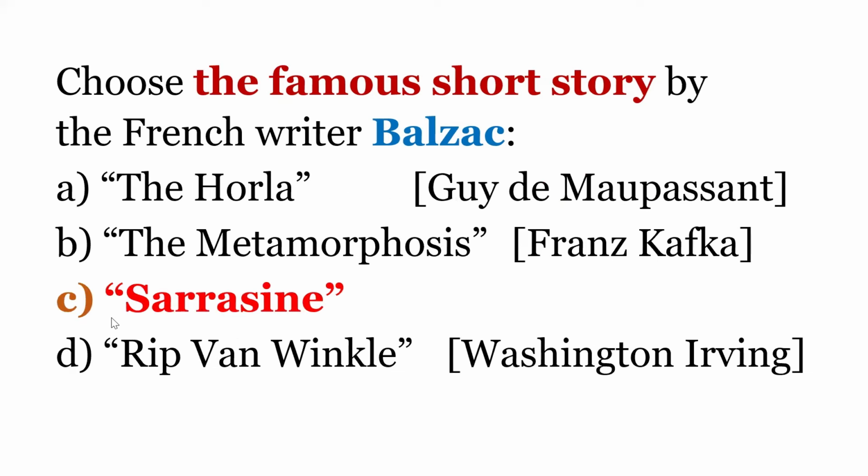Answer C, Sarrasine. So Sarrasine is a famous short story by the French writer Balzac. Let's also look at The Horla, a kind of ghost story by Guy de Maupassant, French writer. Then The Metamorphosis is a classic by Franz Kafka. Then we have Rip Van Winkle by the American short story writer Washington Irving. This story is unique in the sense that the title character sleeps for 20 years, then he wakes up, and the world is different from where he has left.